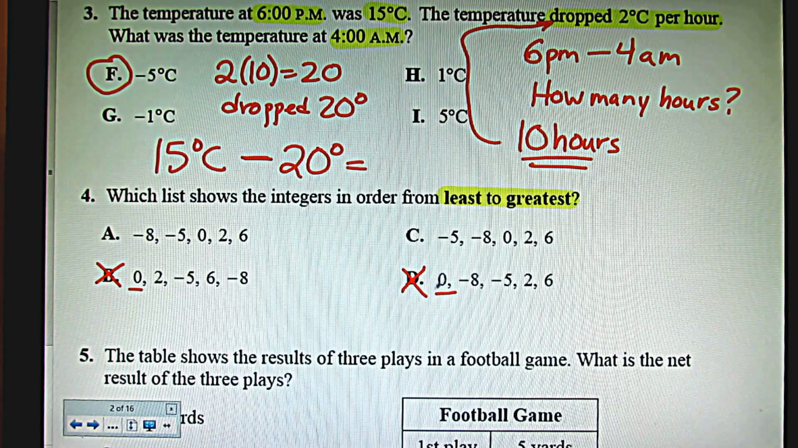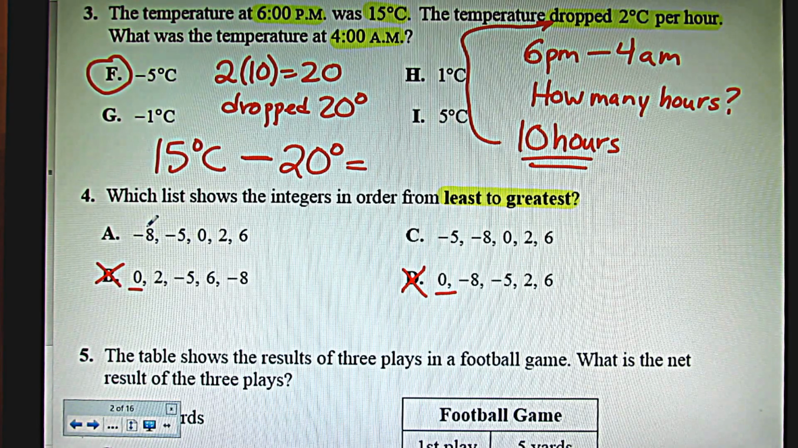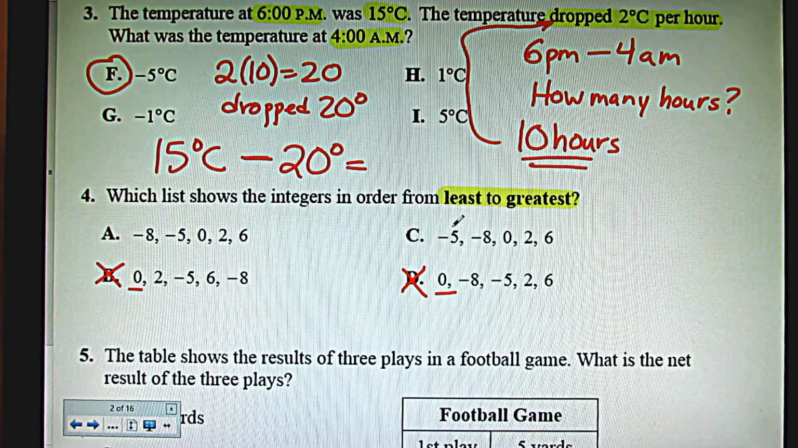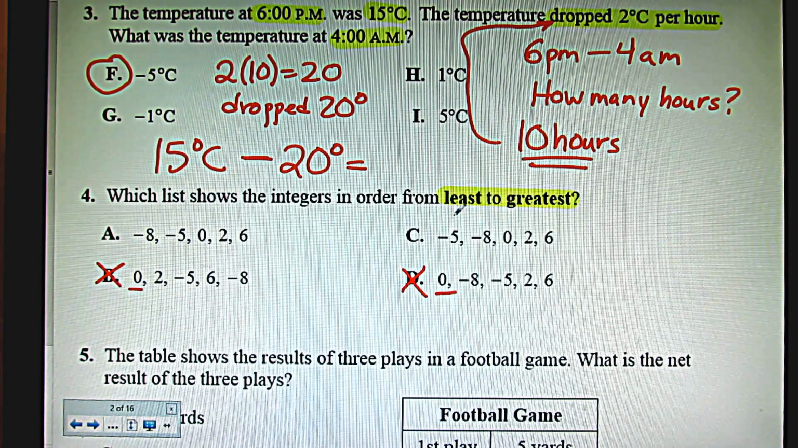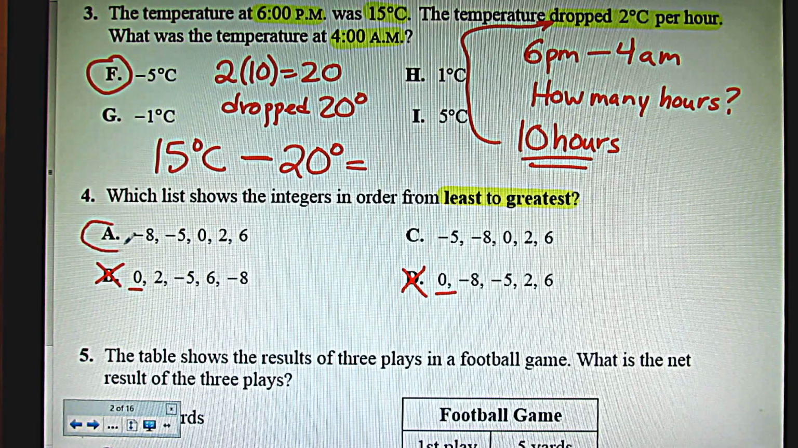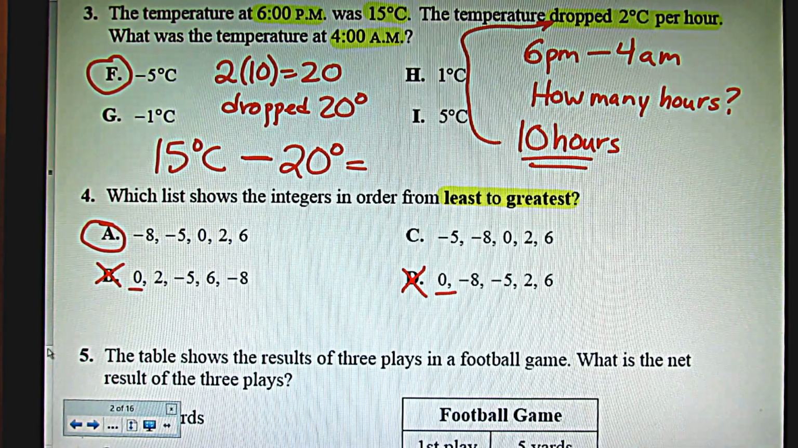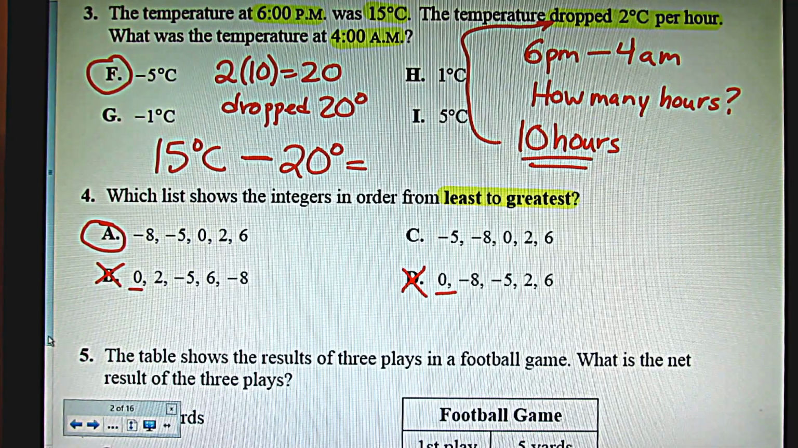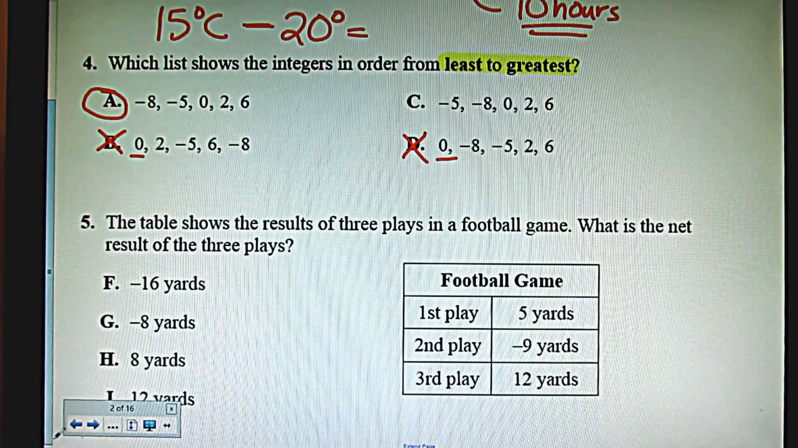So these are out. The last two choices I have, one has a negative 8 as the smallest number, and one has negative 5 as the smallest number. If you think about money, owing somebody $8 compared to owing somebody $5, owing somebody $8 is worse. So that is why negative 8 is going to be the least number on this list. So answer 4 is choice A. Make sure you have everything written down.